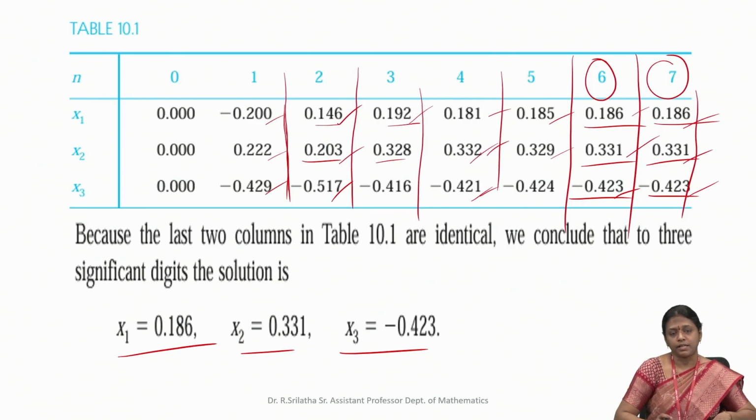Compulsorily, we need to use calculators to find all these values. Since they mention in the question it is absolutely up to 3 decimal places, we got the sixth and seventh iteration values equal. So we are stopping the procedure here. So we are concluding x1 is equal to 0.186, x2 equal to 0.331 and x3 equal to minus 0.423.